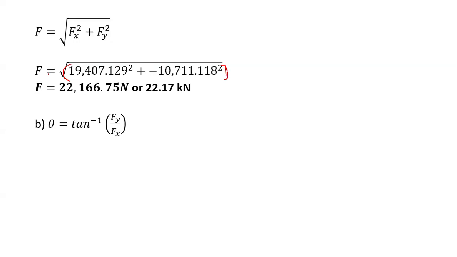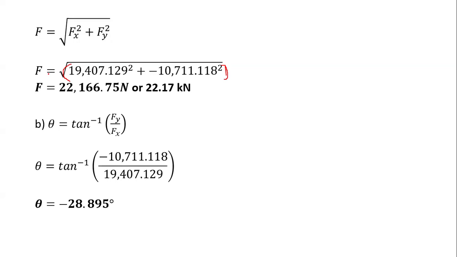In which direction? That's now part B. Here we simply say theta equals tan inverse of Fy over Fx. So then our theta equals tan inverse of negative 10,711.118 divided by 19,407.129. So what you get now is negative 28.895. When you see an angle carrying a negative, we simply say you haven't arrived.